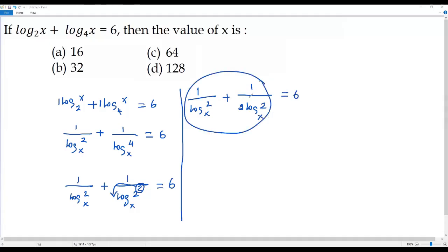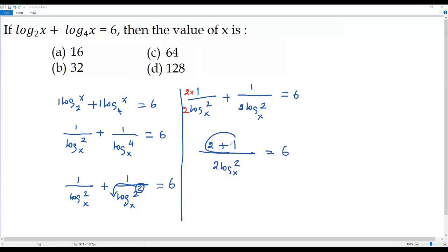Here if I want to add two fractions, the denominator must be the same. So here the denominator is 2 log 2 to the base x, and here it's just log 2 to the base x. If I want to get the same denominator, I need 2 here. So I have to multiply both numerator and denominator of the first fraction by 2. So now the denominator is the same, 2 log 2 to the base x. Here the numerator is 2 times 1, so 2 plus 1. I can take the common denominator, that is 2 times log 2 to the base x, equals 6. So here 2 plus 1 is 3.